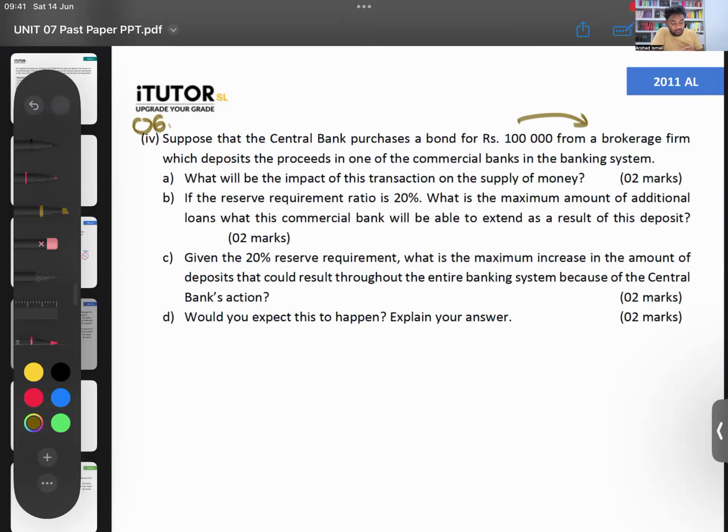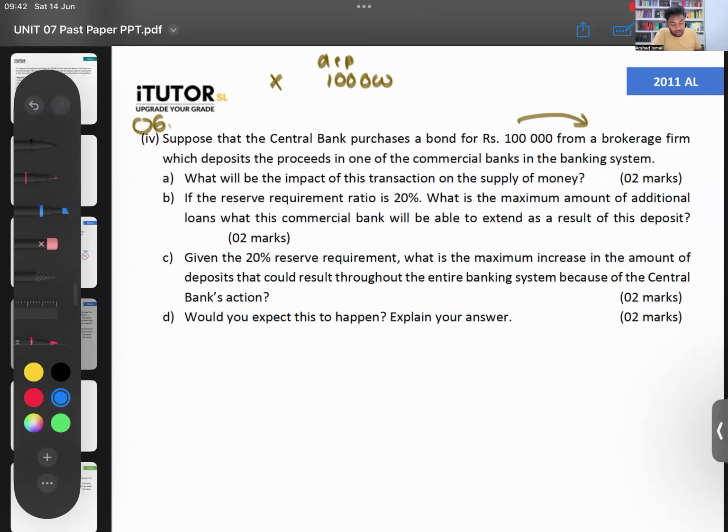What did the brokerage firm do? The brokerage firm deposits the proceeds in one of the commercial banks. So the brokerage firm who got this 100,000 has come and put that money in a commercial bank. In other words, there is a new deposit coming into one of the banks, let's say bank X. A new deposit of 100,000 is coming into bank X. That is what is happening. Now they will ask you a series of questions, just like how we did in the MCQs. In MCQs, they ask one exact thing. Here they might ask multiple things, so we'll go one by one.